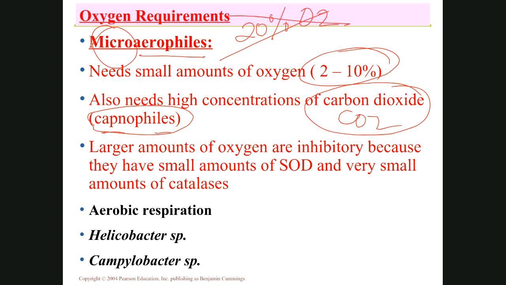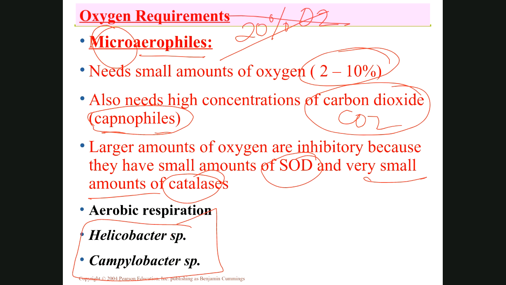The reason why they need less oxygen is because they do have SODs, they do have catalases, but they have small amounts of these enzymes. They do use aerobic respiration, but they need less oxygen. Helicobacter species and Campylobacter species are microaerophiles. And in the tube, they would grow somewhere in the middle.